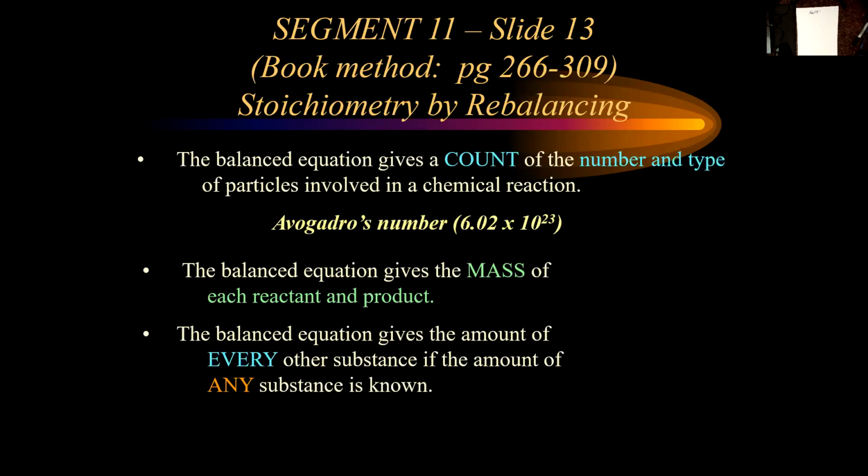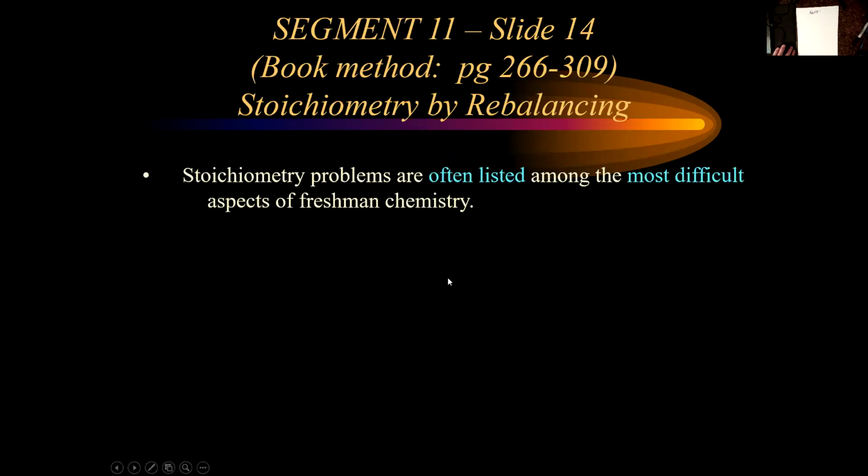Now, if I look at a balanced equation, it tells me the amount of all of the substances. Moreover, if I focus on any one of them, knowing how much of that one is there tells me how much of everything else is there. So once you have the equation balanced, the amount of every substance is known if you know the amount of any one of them.